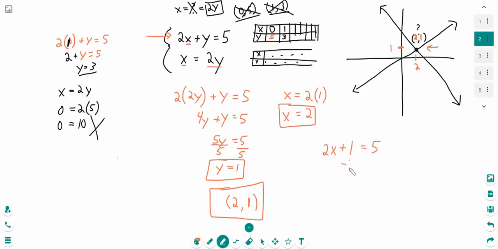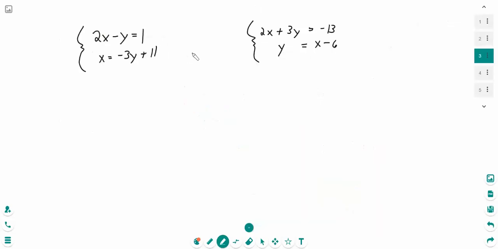Just a little bit more work here, but we subtract 1 from both sides, and we end up with 2x is equal to 4. And then we divide both sides by 2, and we end up with x is equal to 2, which is exactly what we got over here. All right, so you can see it's not going to affect our outcome by choosing a different equation. Okay, so that is the detailed version of it. Let's try another problem now and just go through the process.